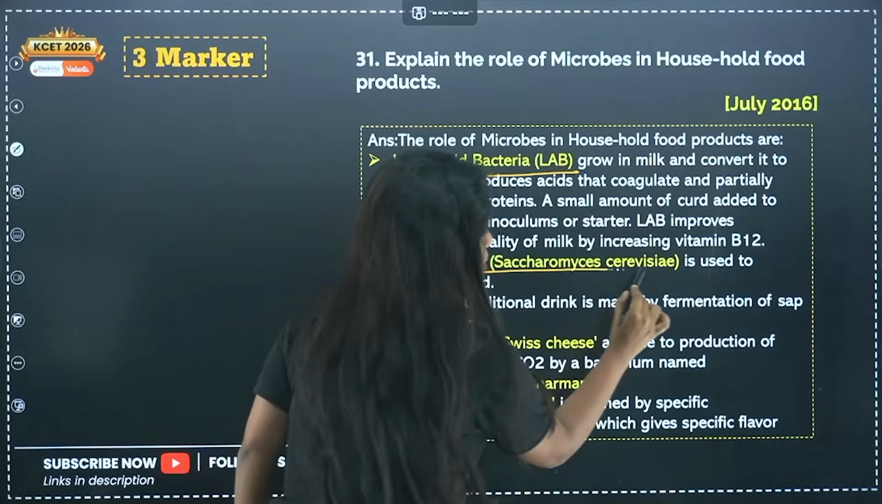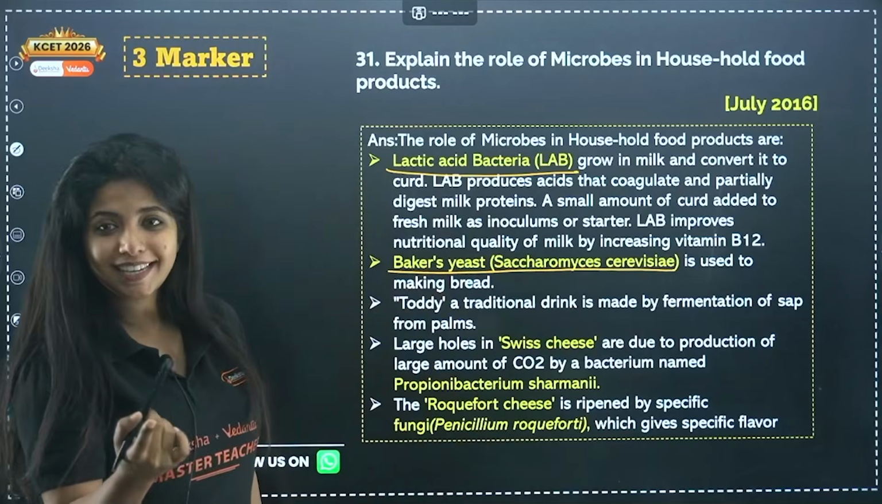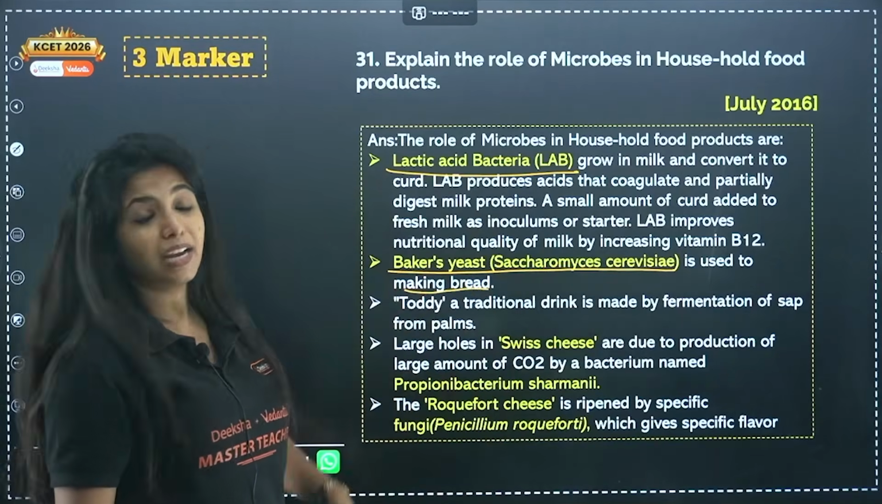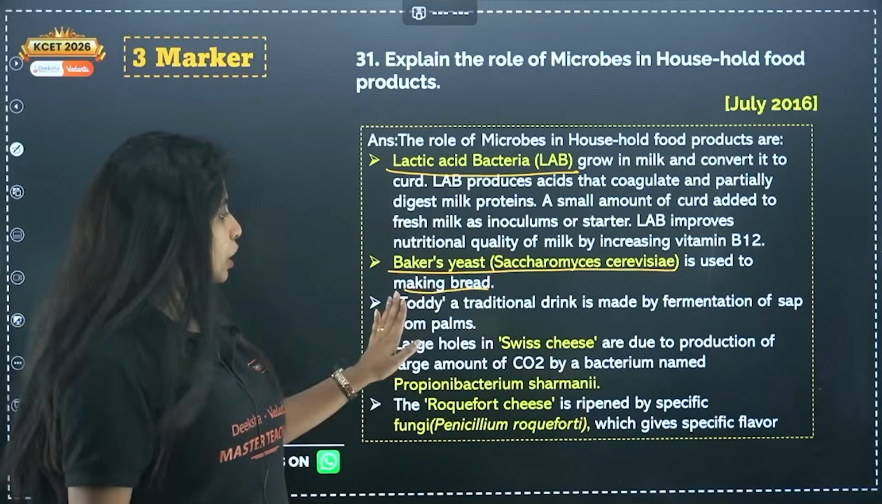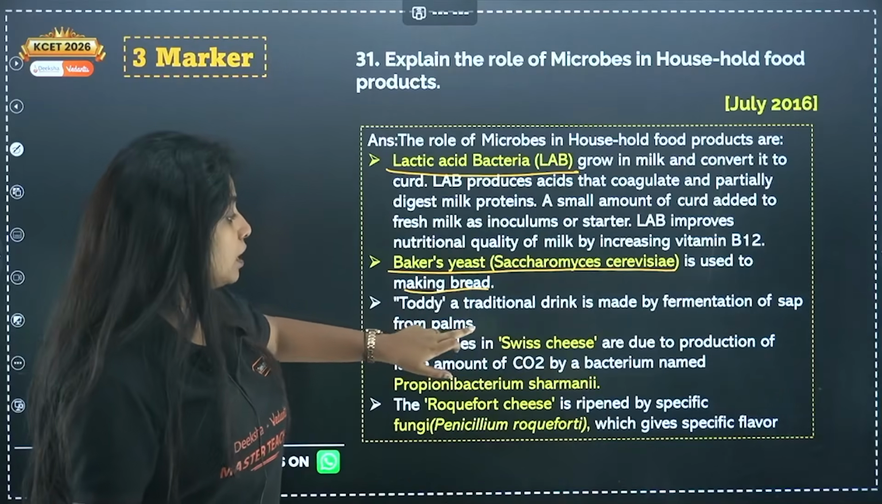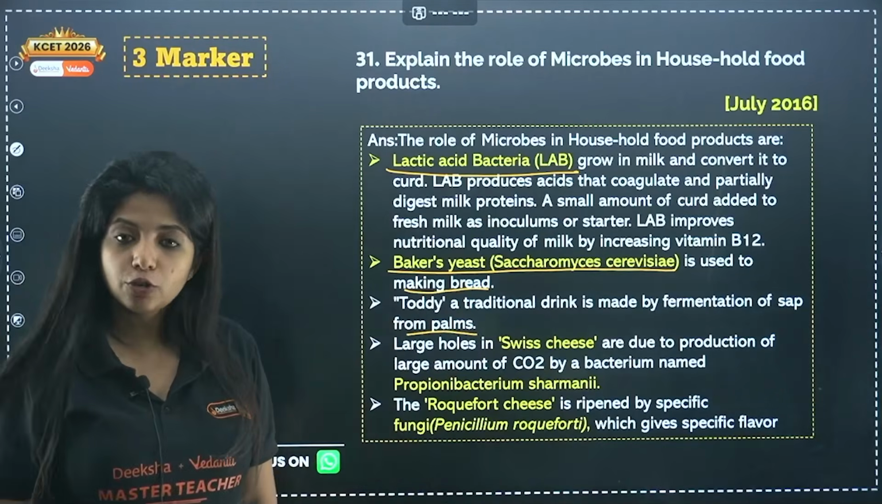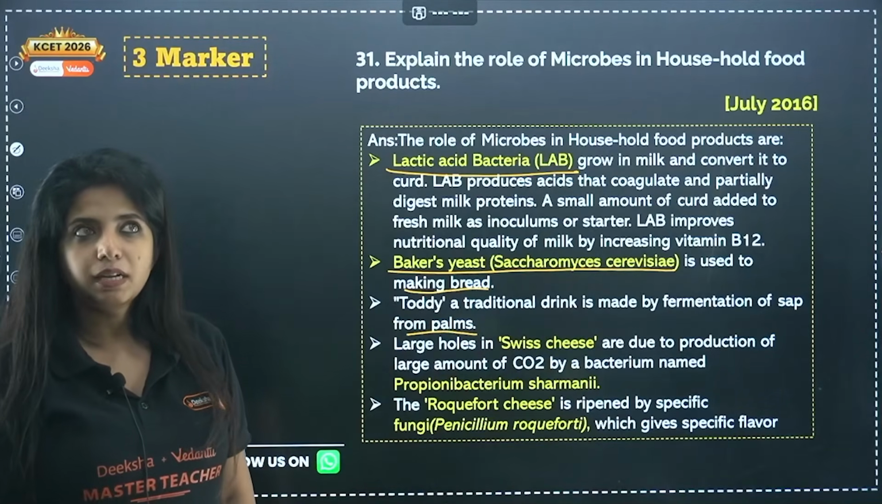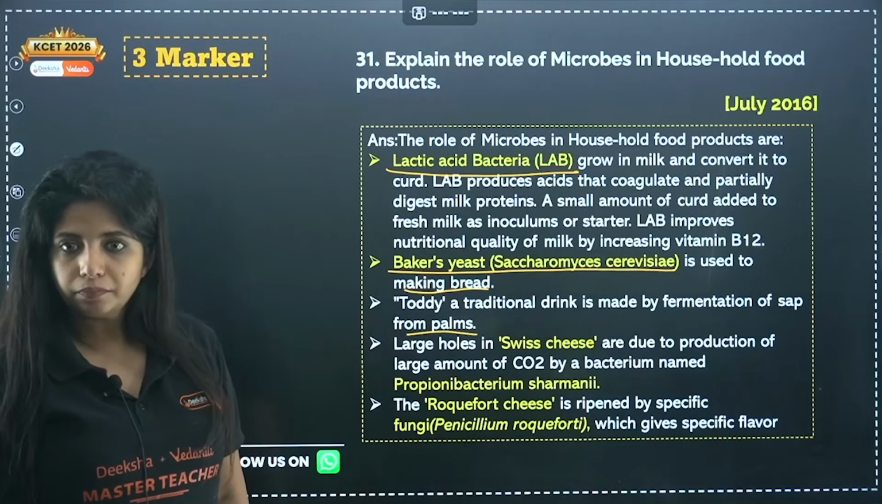Baker's yeast, Saccharomyces cerevisiae, is also known as brewer's yeast. Here it is called baker's yeast because it helps in the formation of bread. Toddy is a traditional drink which is made by fermentation of the palm plants out there.